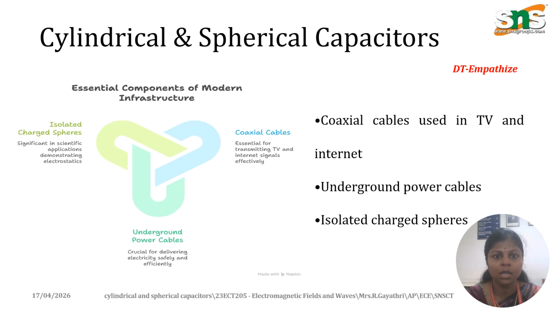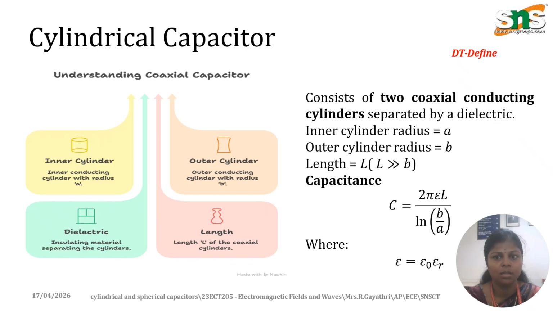First, the empathy part: why we need the capacitance. The capacitance effect is used to store some amount of energy in a particular device. So for storing some energy we need one device, which is called the capacitance. When there is a need of coaxial cables in the TV as well as Ethernet applications, when we are using our mobile phone, and we need underground power cables, the cylindrical and the spherical capacitance is required.